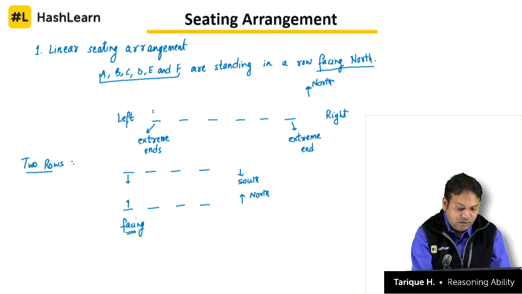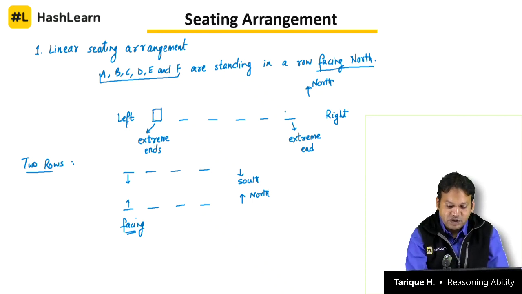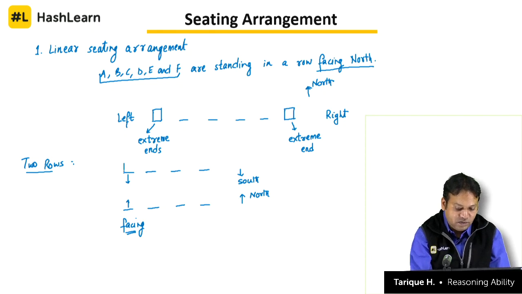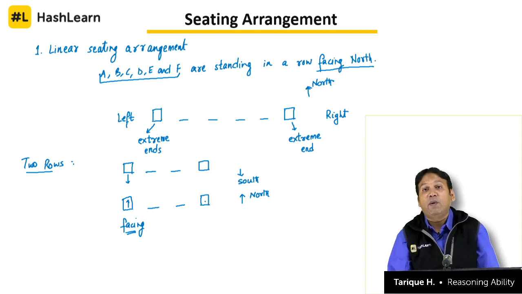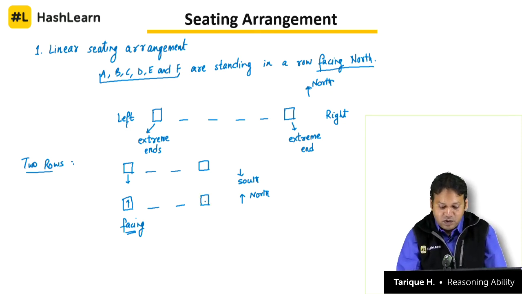So the position on the left end and the position on the right end, similarly here this one and this one, these are the extreme ends of each row. So understand the meaning of the word extreme end. Now you also get the word like immediate neighbor. So what is the meaning of the word immediate neighbor?